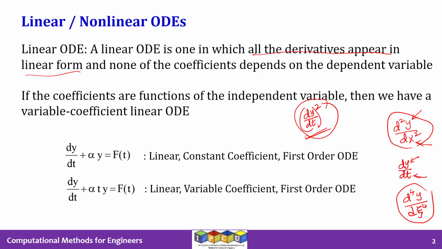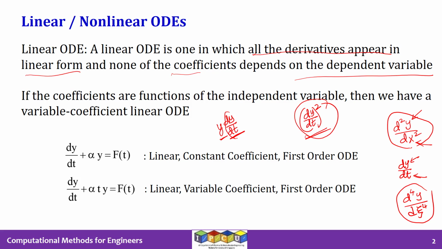The second attribute of a linear ODE is that its coefficients should either be constant or should be a function of the independent variable only. If any coefficient depends on the dependent variable, then that ODE becomes a nonlinear ODE. For example, if I had a term like y dy/dt, here what happens is the first derivative of the dependent variable multiplies with the dependent variable itself.